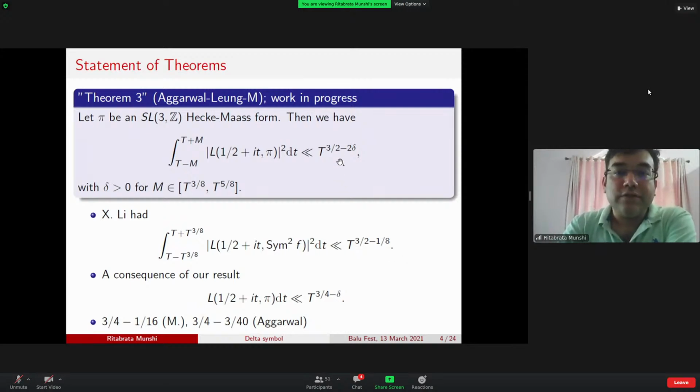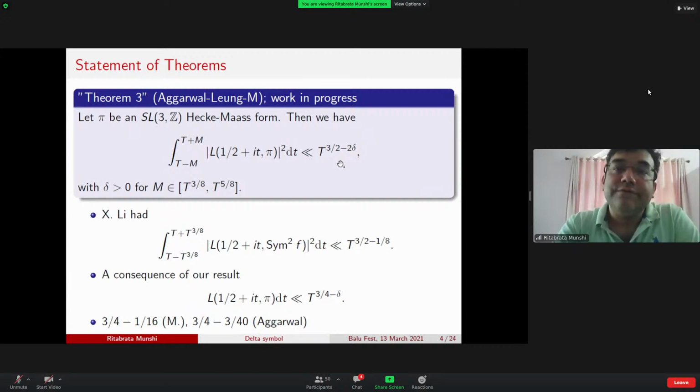As a consequence of our result, we'll have a bound of t to the power 3/4 minus delta. So it will be a bound in the t aspect for an SL3(Z) form, which is coming from the moment computation. Previously, directly applying the delta method, I had proved the bound 3/4 minus 1/16 for any SL3(Z) form, and the method was extended and sharpened by Keshav Aggarwal, and he got 3/4 minus 3/40, which looks somewhat like the limit of the delta symbol approach if you do it directly. But if you mix this up with the moment method, then you can get something better.